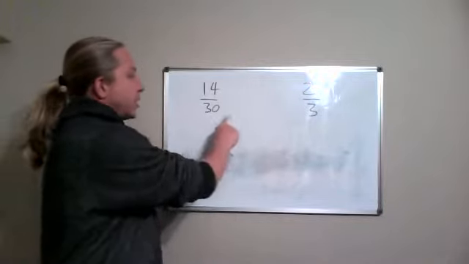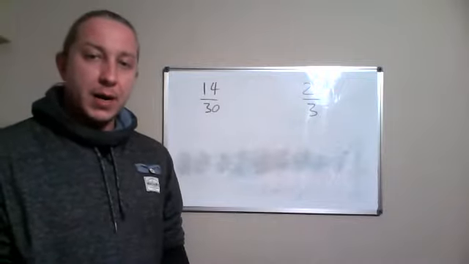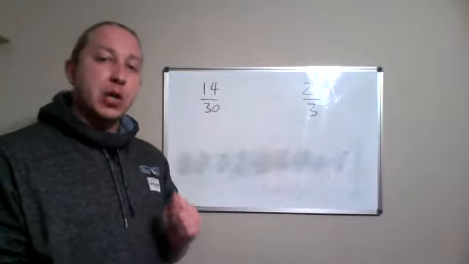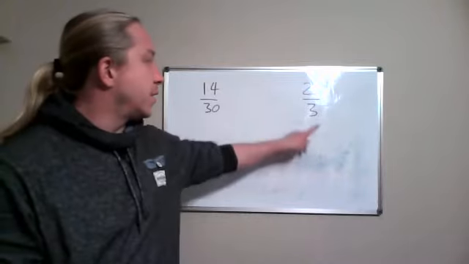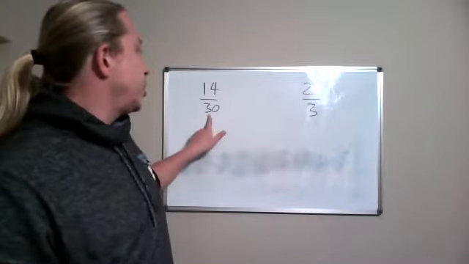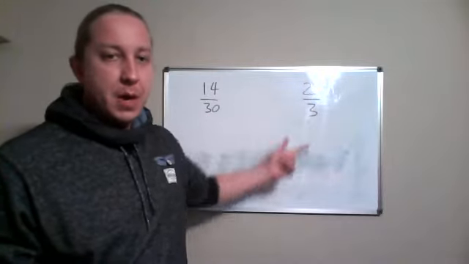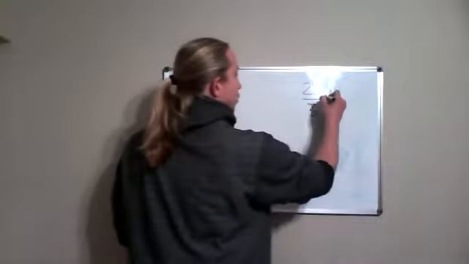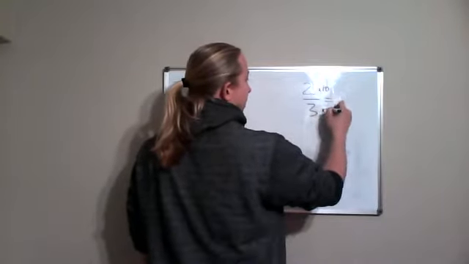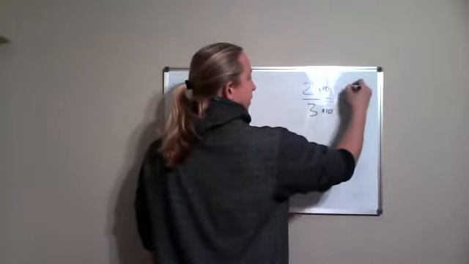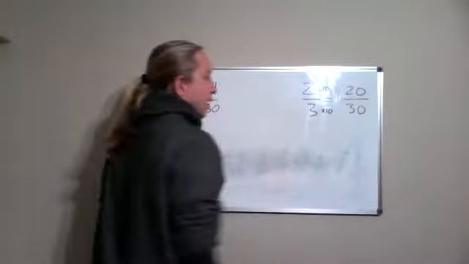If we look at 30 and 3, there's no common denominator, so we need to make one. Can we make one of these numbers look like one of the other denominators? Well, yes, this 3 can become a 30 by multiplying top and bottom by 10. So 2/3 equals, multiply by 10 here, multiply by 10 there. 2 times 10 is 20 over 3 times 10 is 30.